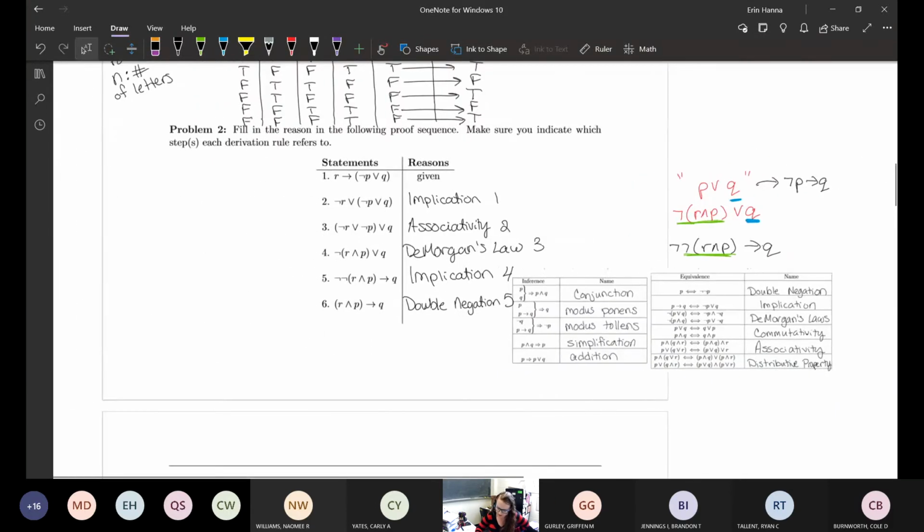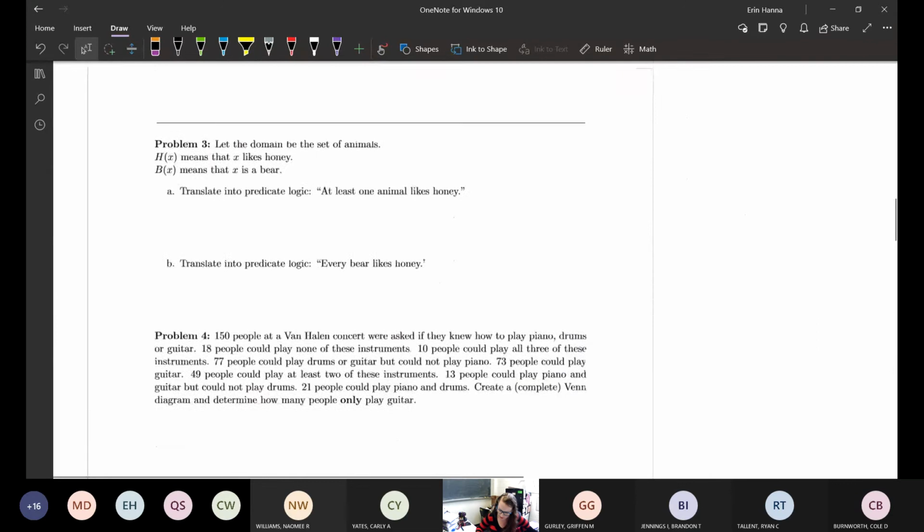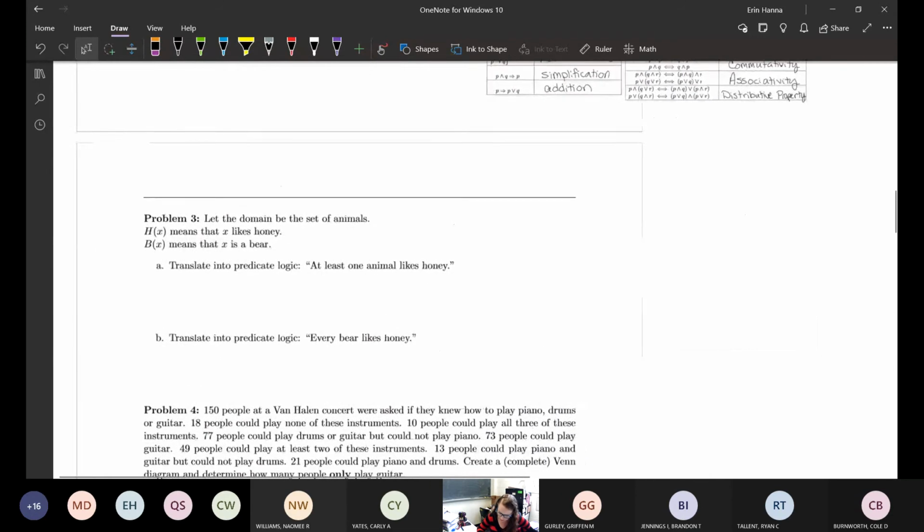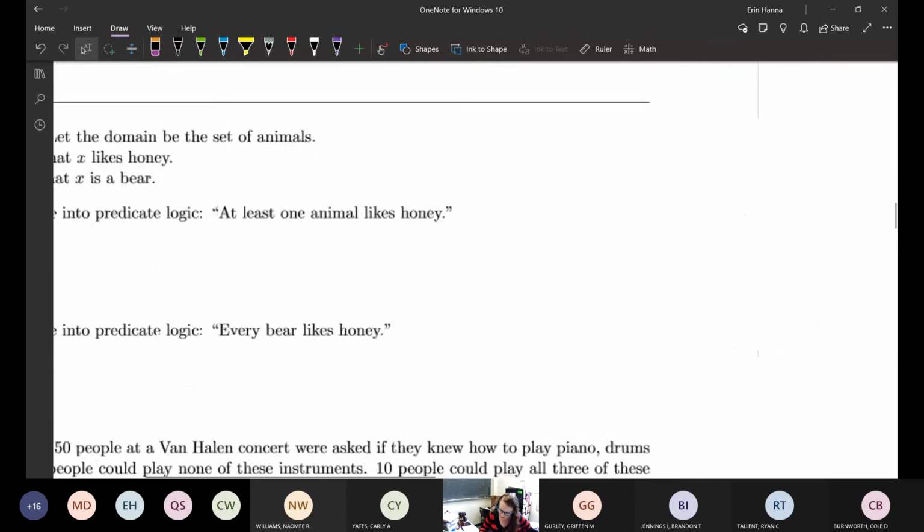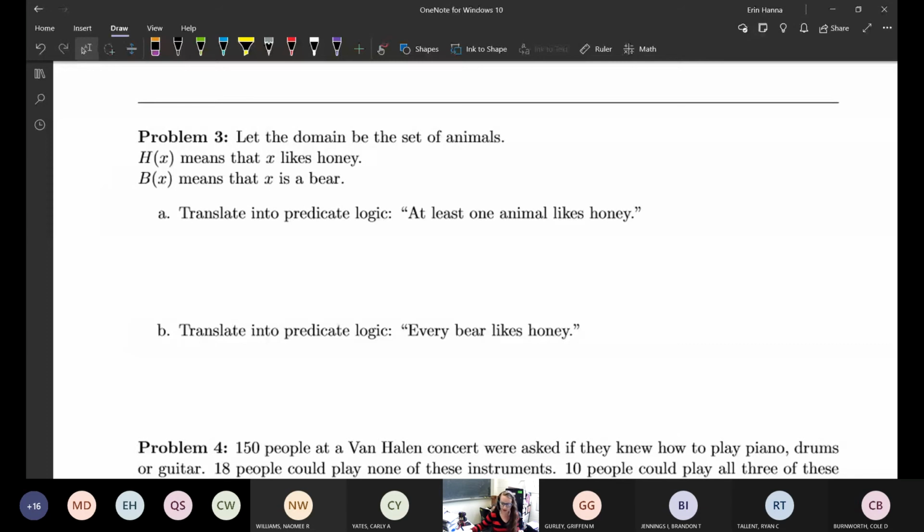What do we got next? I don't even remember. I wrote this like an hour ago and I don't even remember what comes next. All right. Oh, predicate logic. Okay, cool.